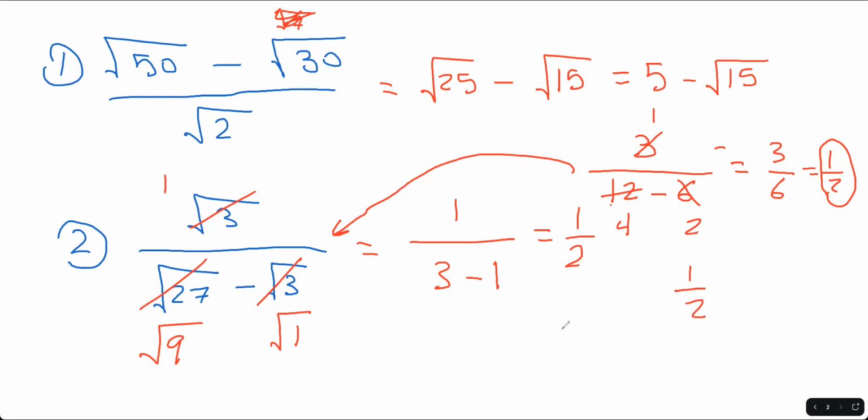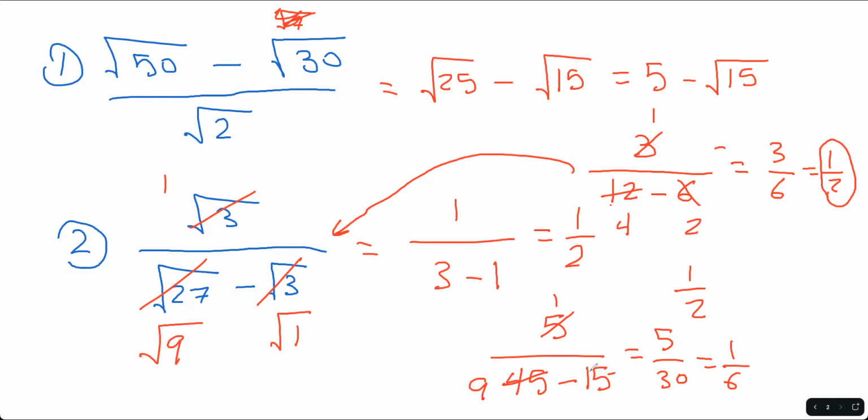Can we try it again and make sure it works? So let's say we had a 5 and we have 45 minus 15. So we know that is going to give us 5 on top, and 45 minus 15 gives us 30, which gives us 1/6. Okay. Now, if we reduce, 5 goes into itself once, it goes into 45 9 times, and 5 goes into itself once, it goes into 15 3 times. So that gives us 1 over 9 minus 3, which is 1 over 6. So that works. We could do it.